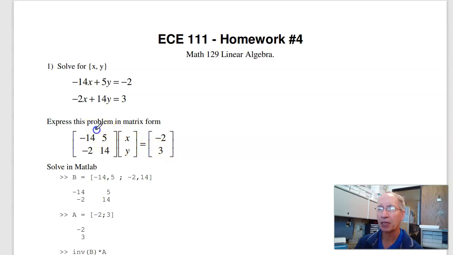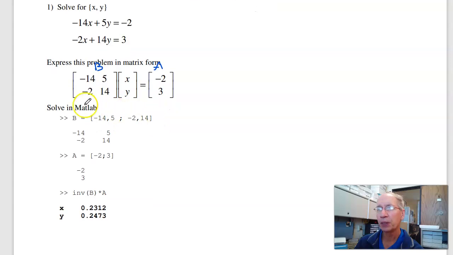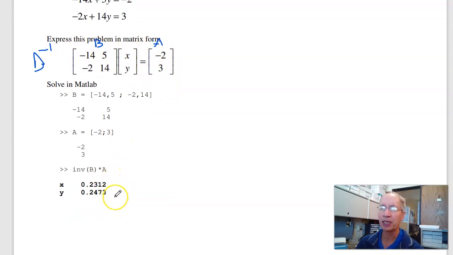Now in Matlab I can solve this. Let's call that matrix B, and the right-hand side matrix A. To input the matrix, it's the square bracket, start of matrix, minus 14, 5, first row, semicolon, minus 2, 14, second row, end of matrix. A is just minus 2, 3. The solution then is the inverse of B times A. So multiply everything on the left by B inverse. B inverse B cancels. B inverse A is now x and y. So there's my answer for two equations, two unknowns.